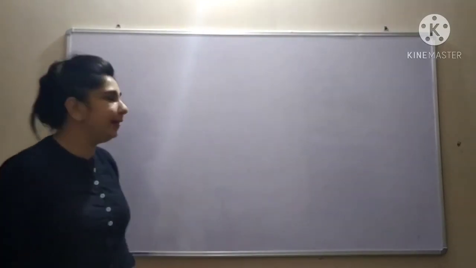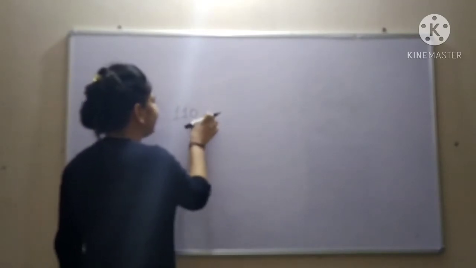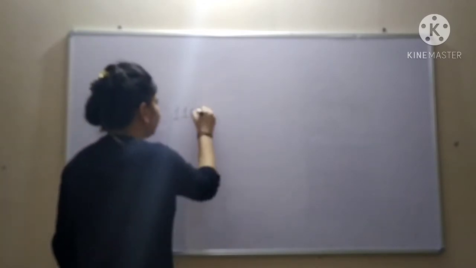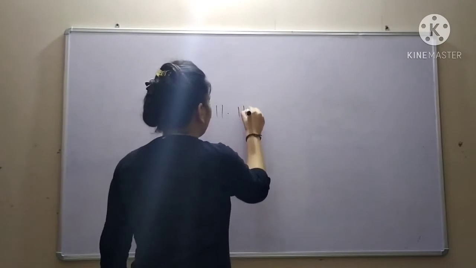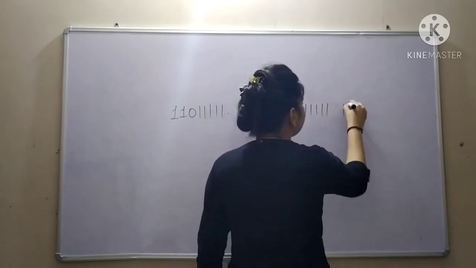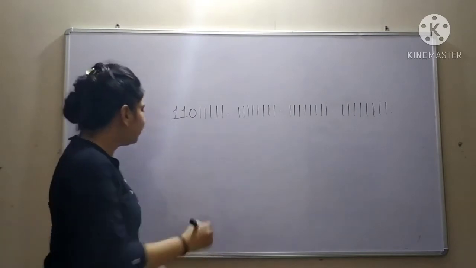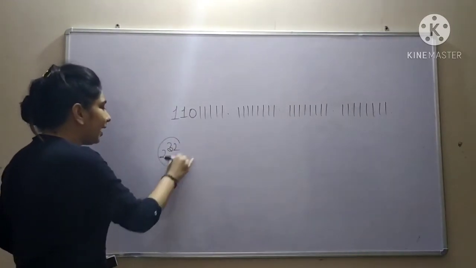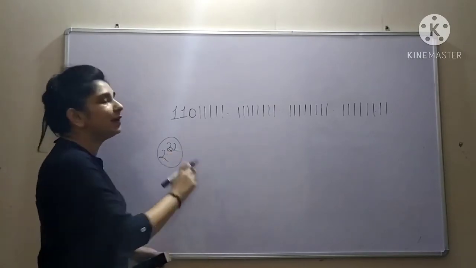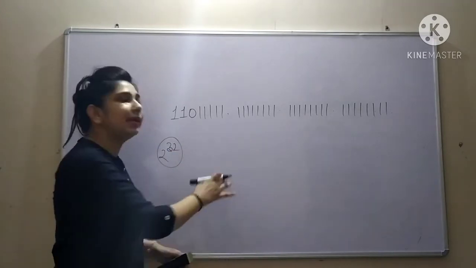So where we ended, we were studying class C. This was the last IP address of class C. We have a total of 2 raised to power 32 IP addresses, and we are dividing all these 2 raised to power 32 IP addresses into 5 classes. To each class we have assigned IP addresses in a sequence.